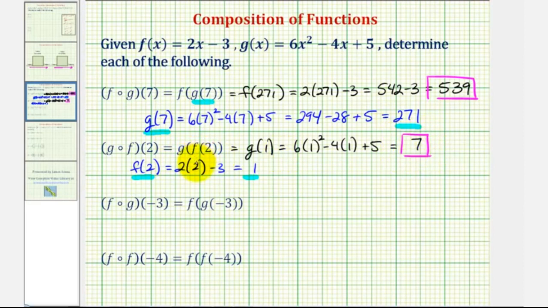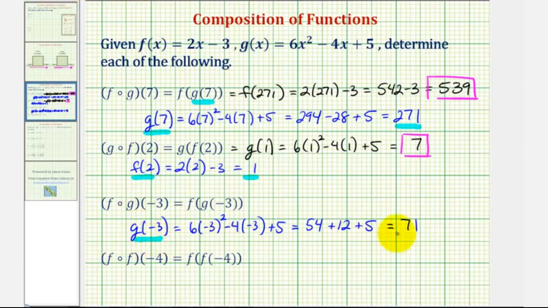Notice how it is important that we pay close attention to the order of the composition. Next we have f of g of negative 3. So we'll begin by determining the value of the inner function, g of negative 3, which would be 6 times negative 3 squared minus 4 times negative 3 plus 5. Well, negative 3 squared is 9. 9 times 6 is 54. This would be plus 12 plus 5. So this is 71.